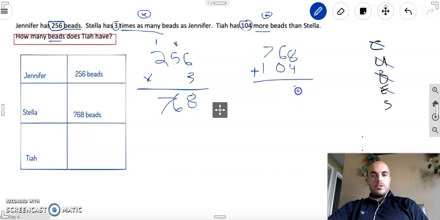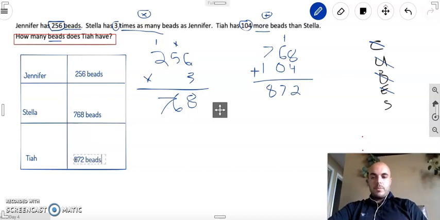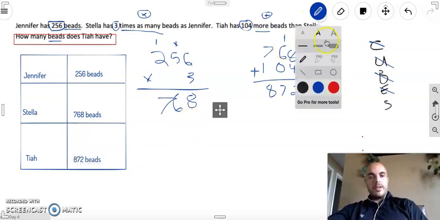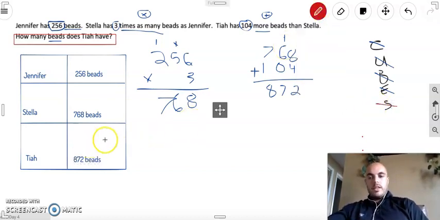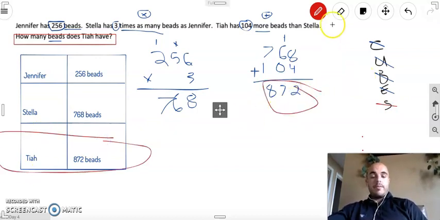8 plus 4 is 12. Carry the 1. 1 plus 6 is 7. Plus 0, 7. 7 plus 1 is 8. So Tia has 872 beads. And there's our answer. So we solved. And I'm going to circle our answer here. And I can circle it here too if I need to show my math.